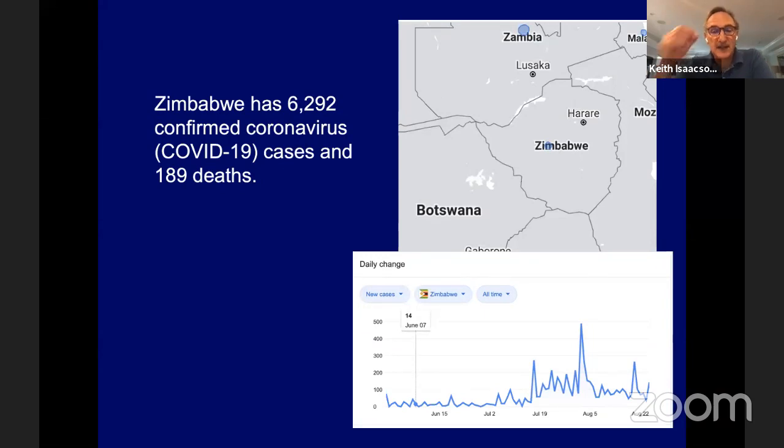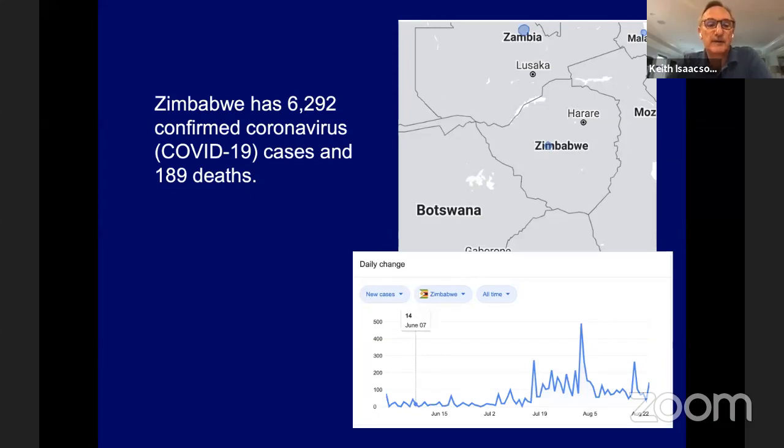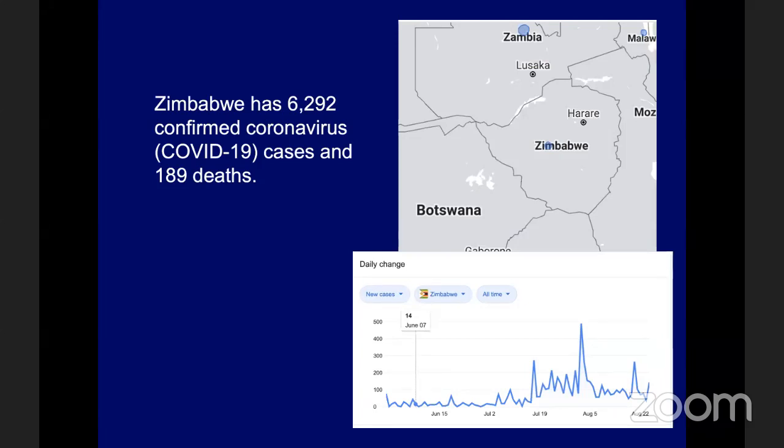And just as of 2 days ago, when I was looking up the effect of COVID in Zimbabwe, according to the information I can get online, there were 6,292 cases of confirmed COVID in Zimbabwe and 189 deaths. And it is felt that this may be underreported.